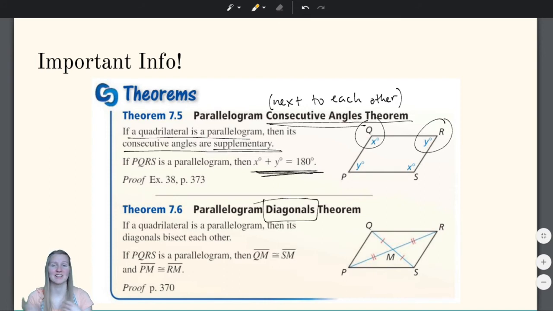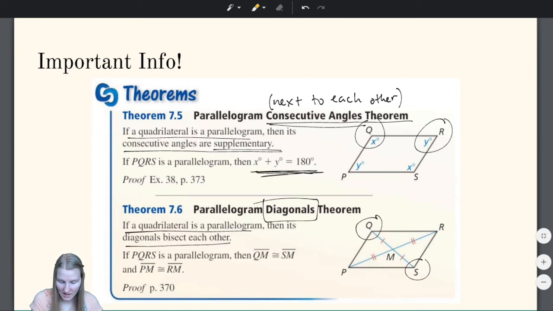We learned about diagonals in section 7.1. That's when you connect two non-consecutive vertices. So, basically drawing an X across the shape, connecting the opposite sides. In a quadrilateral, you're connecting the opposite angles. Okay, so if I have a parallelogram, then its diagonals bisect each other.